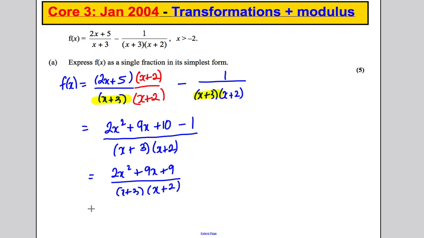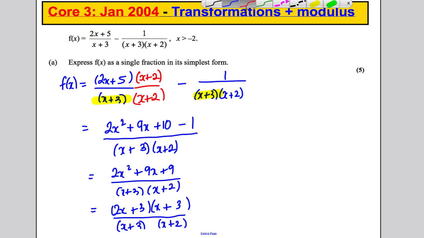Is there any way I could factorise the top? Well, I could write that as 2x and x. If I had, let's say, plus 3 here and plus 3 here, that would be the perfect factorisation. And x plus 2. You'll notice they now have a common factor of x plus 3 on top. So actually, as a simple fraction, this is 2x plus 3 over x plus 2. And I've done that for 5 marks.